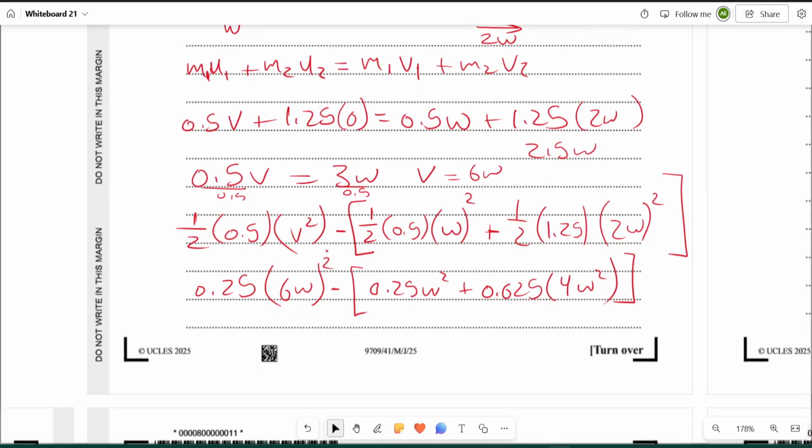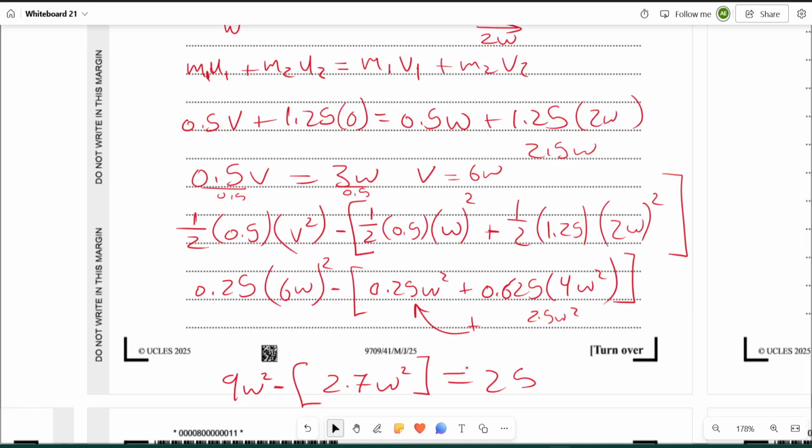Then let's do this. So 6 squared is going to be 36. 36 times 0.25 is 9. So over here I have 9W squared minus this is 0.625. So 0.625 times 4 is basically 2.5W squared. This 2.5 plus this 0.25 is going to equal 2.75W squared. And this is all equal to 25, because the subtraction that we did, the initial kinetic minus the final kinetic, should equal 25.